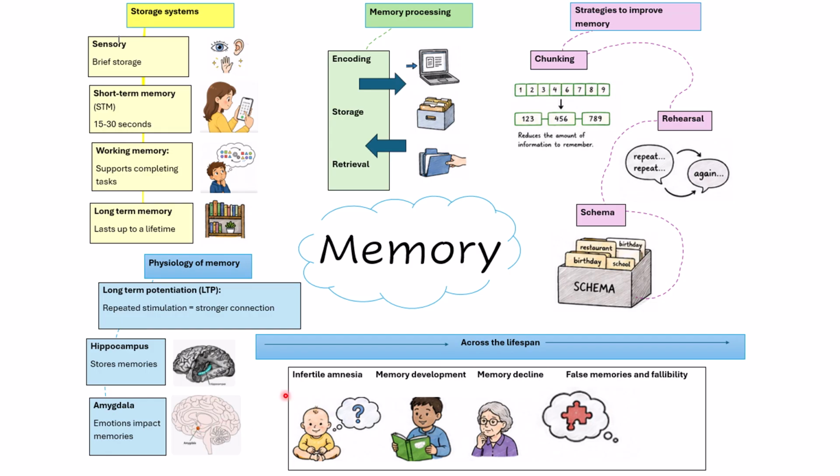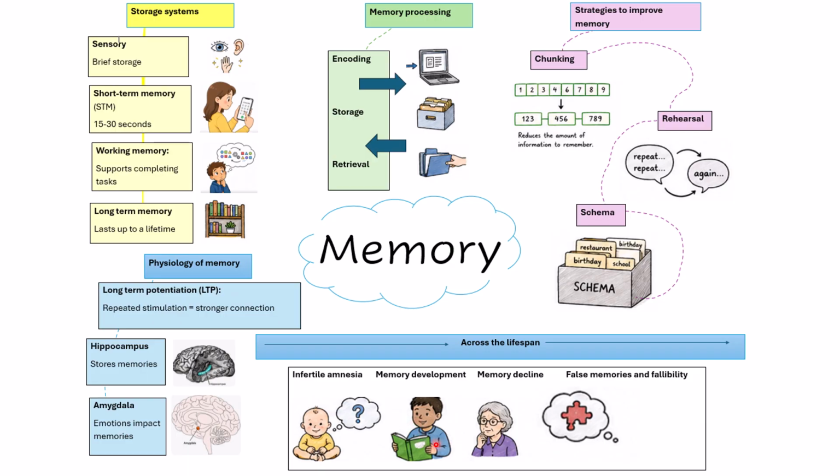And finally, at the bottom of the map, I've got some memory information across the lifespan, as shown by this arrow going across here. So we've got infantile amnesia. So this is limited ability to recall early childhood memories, as shown by this picture of a baby with a question mark.